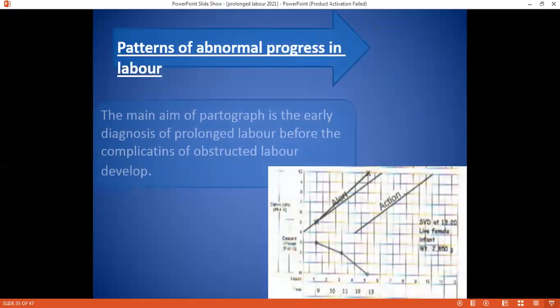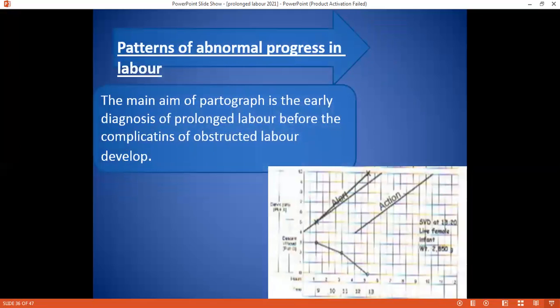Patterns of abnormal progress in labor. The main aim of the Partograph is the early diagnosis of a prolonged labor before the complications of obstructed labor develop. So when I diagnose a prolonged labor, I can intervene to shorten the labor, whereas obstructed labor is at the final end of a prolonged labor and complications are more likely.